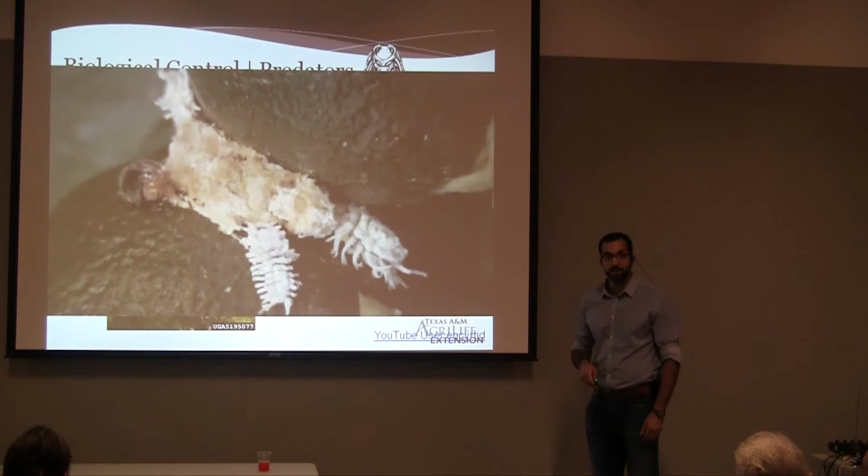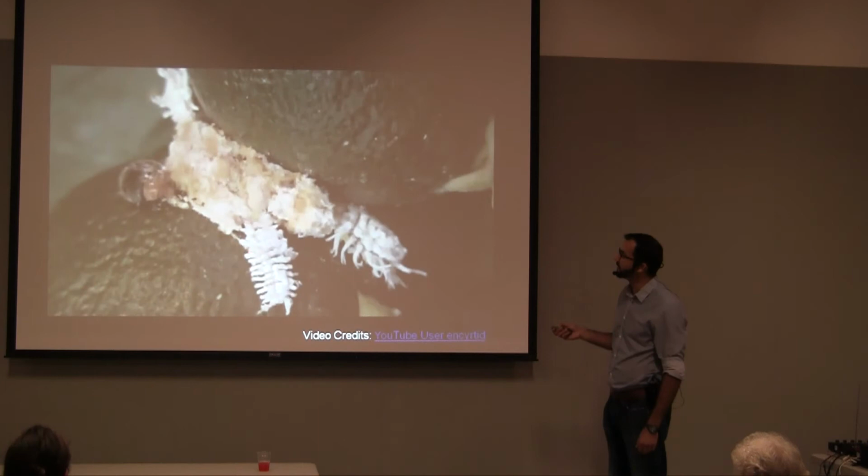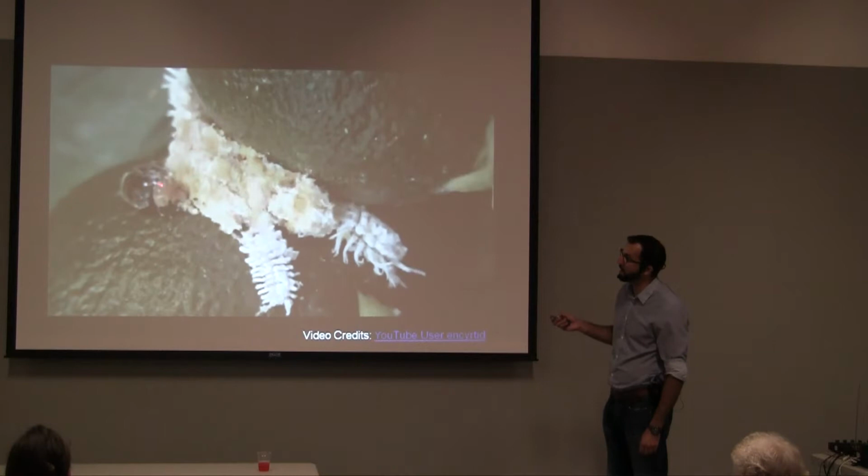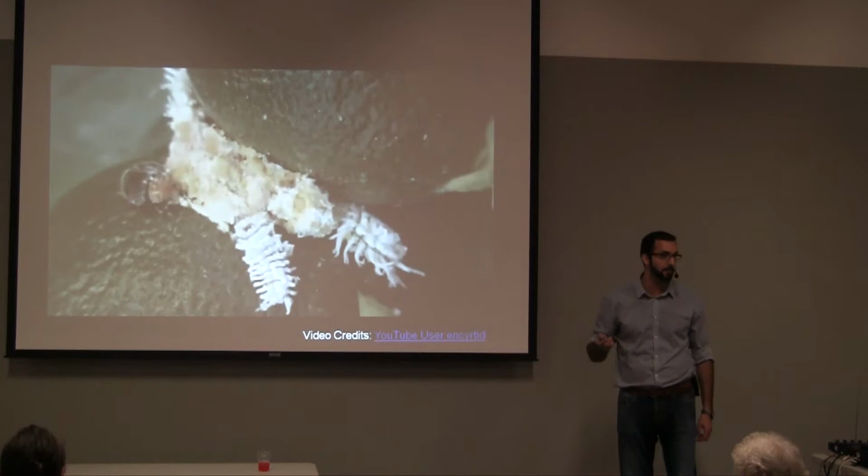And Cryptolaemus, here we go. So this is what we thought was a mealybug. As you can see here, these are actually the mealybugs, or the scale insects. And this is actually the adult form of this one right here. So this is technically a type of lady beetle as well. And this is the larva, and they're just chomping away.